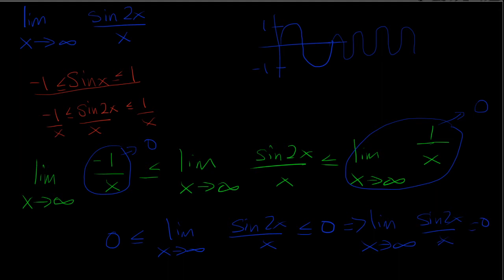Let's try a similar one, but this time let's see if we have cosine. So we have the limit as x approaches infinity of cosine x over 3x. Here we know cosine oscillates again from -1 to 1. So the way to do this is to write it out: cosine is from -1 to 1. And now I'm going to divide everything by 3x.